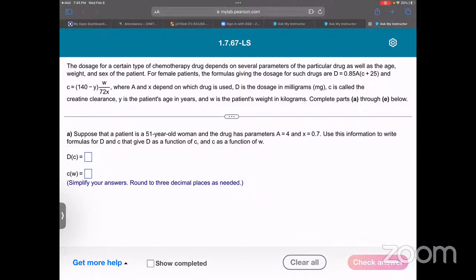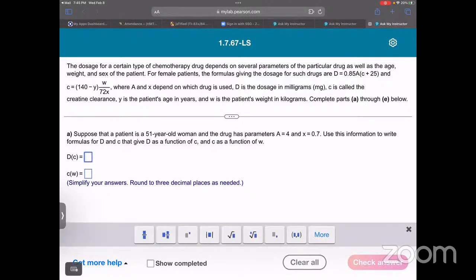So I'm going to take the function that was originally given. We have this 0.85. I'm just going to put A for now, parentheses C, plus 25. I'm just typing it as I see it. Okay, so that was as seen. Now if we want this in terms of C, that means we're going to let C persist. We were given the A as 4, so I'm going to say times 4, and then we're going to simplify this.